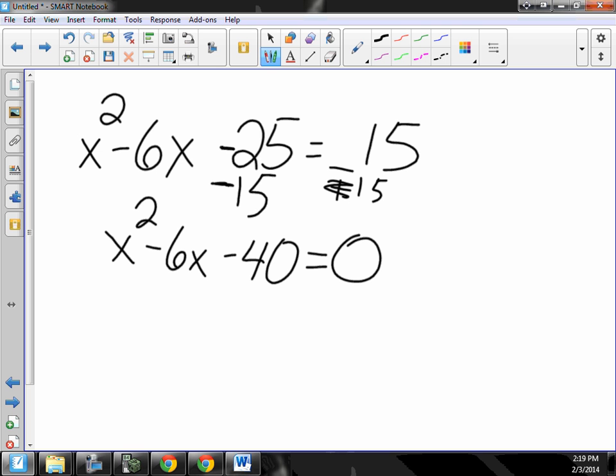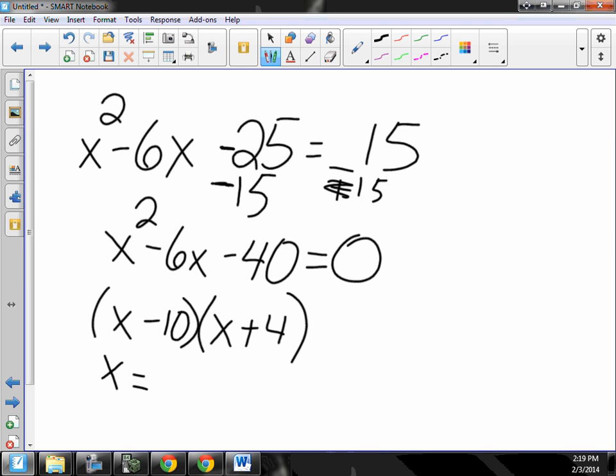Apparently I can't do things in my head. Now what? So hopefully it factors. X minus, x plus. Are there two numbers that multiply to be 40 and add to be 6? Positive 4 and negative 10, so my x values are 10 and negative 4.